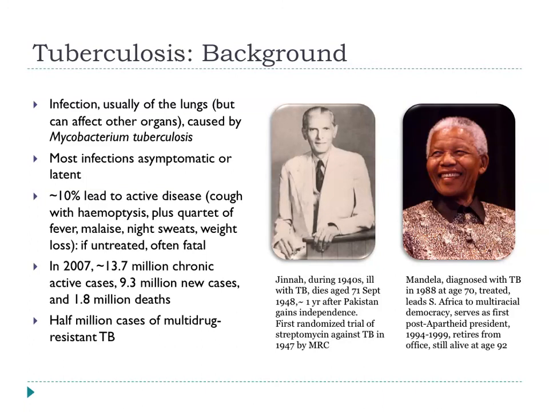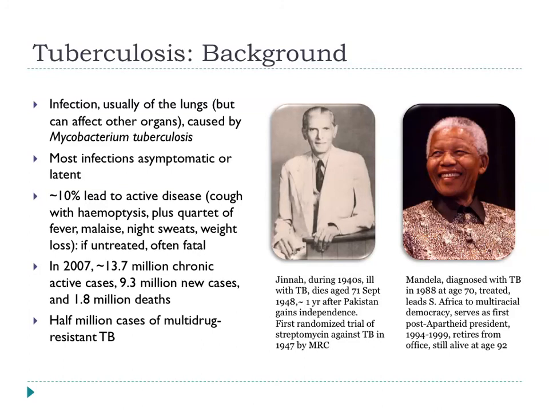Right, last 5 minutes on tuberculosis. So tuberculosis is an infection of the lungs. Most of the time when you get tuberculosis, it's asymptomatic. During someone's lifetime, if they are infected with tuberculosis, about 10% of them will go on to have active disease. And it's a big player on the world stage. There are millions and millions of cases, millions of deaths every year.